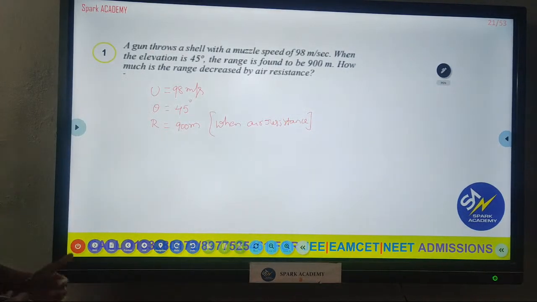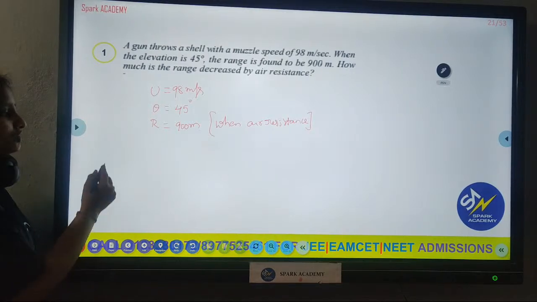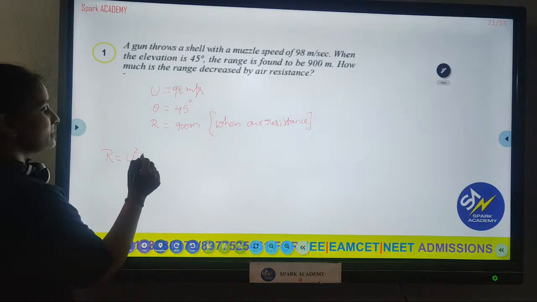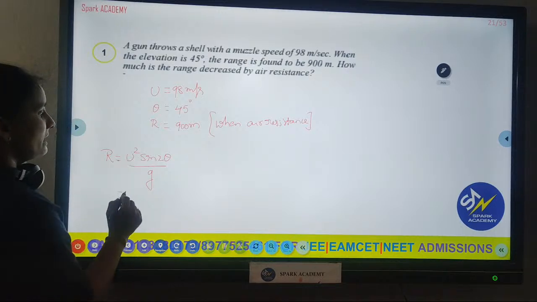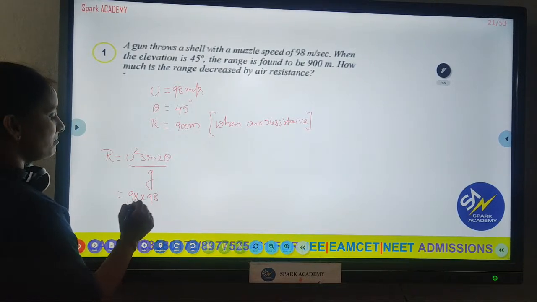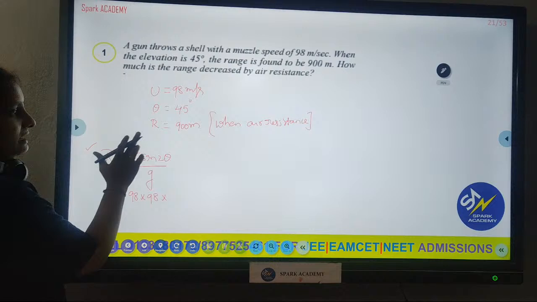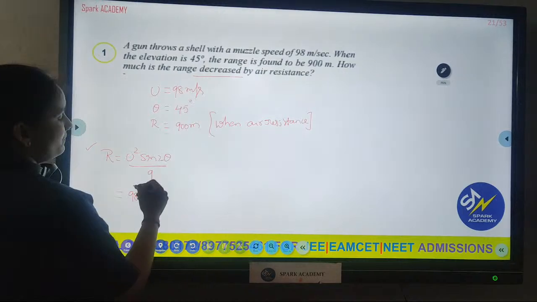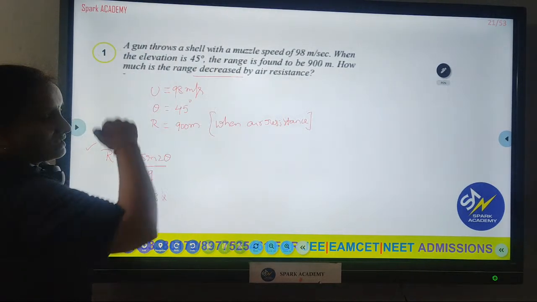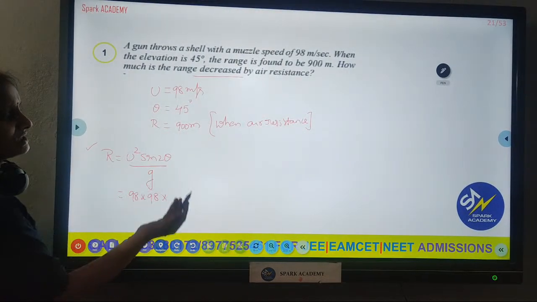But in projectile motion, our assumption is no other force acts on it. It is determined with only the gravitational force. So let us find the range by using u square sine 2 theta by g, where u is 98, whole square, meaning 98 into 98. This is without air resistance, and it is found to be 900 meters when air resistance is there. After finding the range without air resistance, you can find how much the range is decreased by the air resistance.